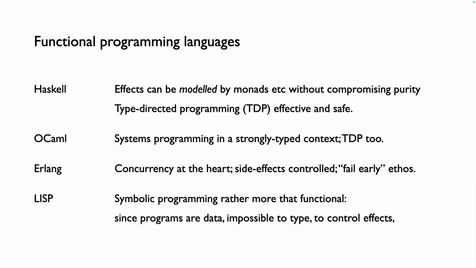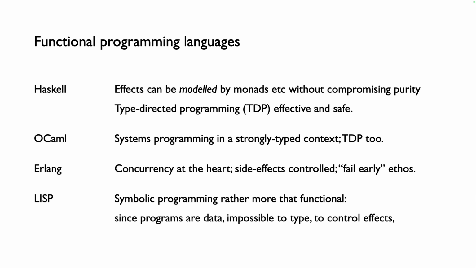And one thing in having strong typing, it allows us to do type-directed programming, type-driven programming in an effective and safe way. And similarly, OCaml allows us to do that. And OCaml is used heavily, for example, by Jane Street to build the whole of their infrastructure, a very successful financial trading company. And they drive a lot of the open source development around OCaml. So it's entirely possible to do serious programming in a strongly typed but impure language.